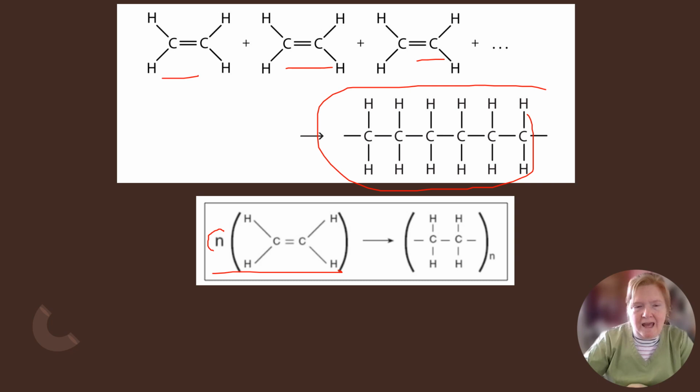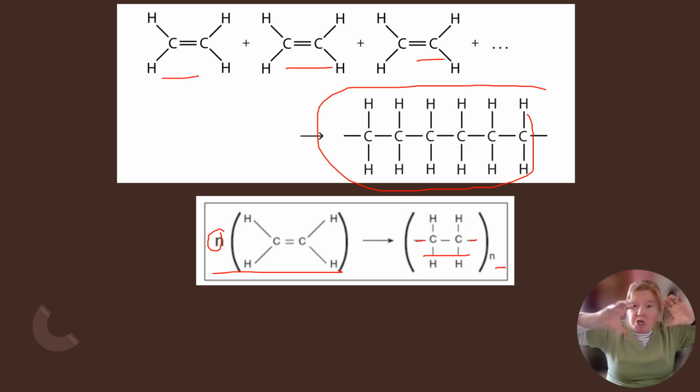Monomer with an N, like a big number, then you can see here these open bonds at the end indicate they're connected, and that big number is going to be over here. So we make a huge chain.